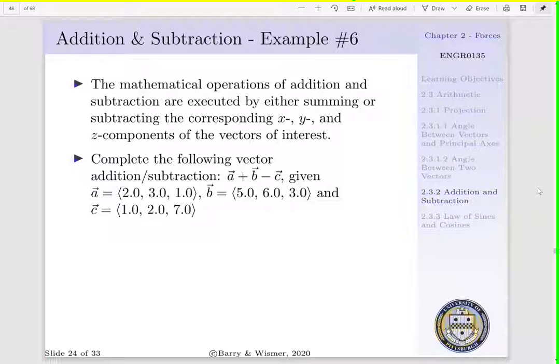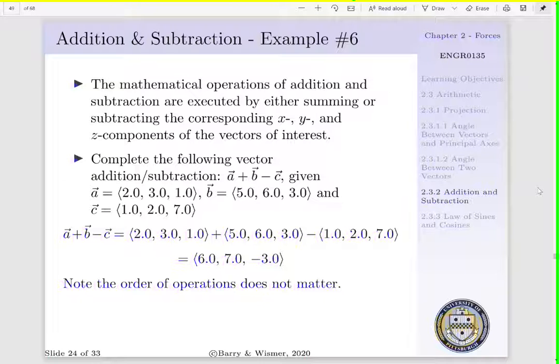Given A is equal to 2.0, 3.0, 1.0, B is equal to 5.0, 6.0, 3.0, and C is equal to 1.0, 2.0, 7.0. We would have 2.0 plus 5.0 minus 1.0, i.e. the sum and subtraction of our x terms, which yields 6.0. Then we have 3.0 plus 6.0 minus 2.0, which would give us 7.0 for our resultant y term.